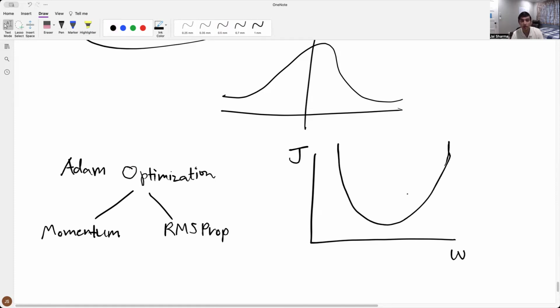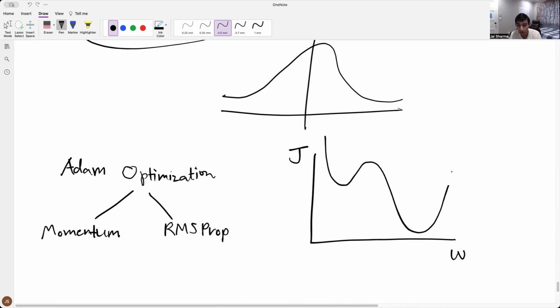And I told you to visualize it as something like this, a parabola. And it turns out that it's exactly like a parabola in terms of linear and logistic regression. But it's not exactly a parabola when it comes to neural networks and more complicated functions. But you can still visualize it something like this. So even in a neural network, it'll be something like this, let's say, right?